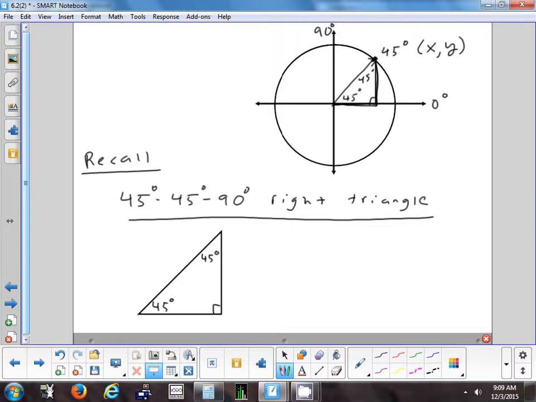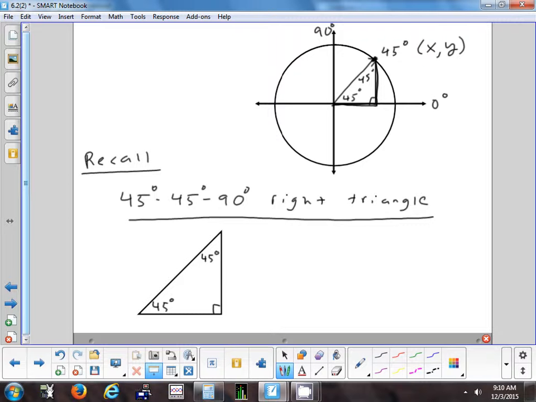Yeah, it's isosceles. And what does it mean if a triangle is isosceles? Two sides are equal. Okay, so I don't know what the height is. I don't know what the base is, but I know that they're the same. Whatever the height is, the base is the same. So we don't know either one of them.